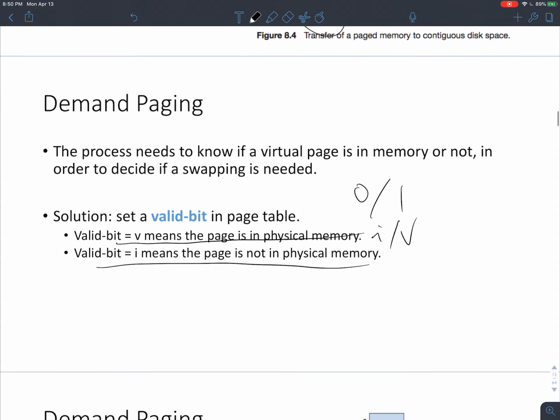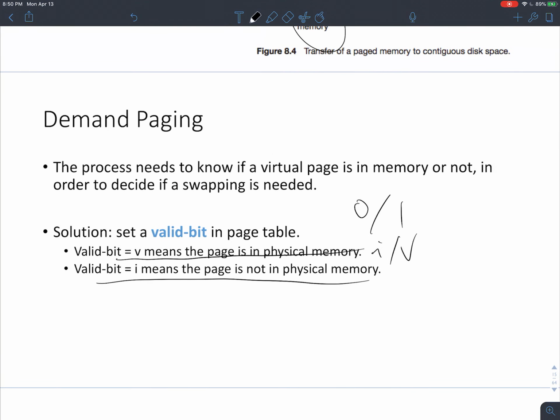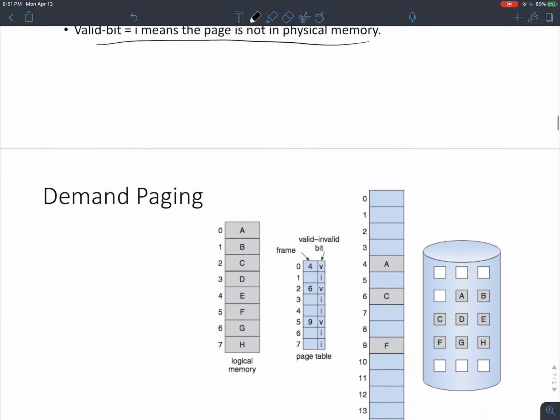You can think about the valid bit this way. Say we have 20,000 students at Montclair. At any single time, every student is associated with a bit. If the bit is I, it means this student is not on campus, while if the bit equals V, it means the student is on campus.